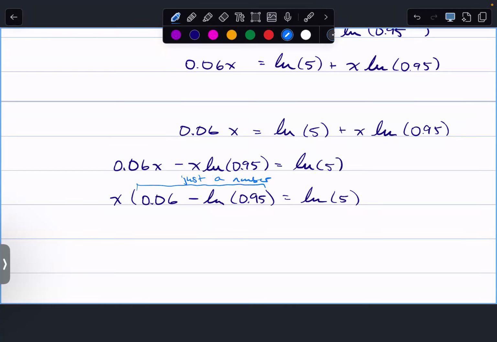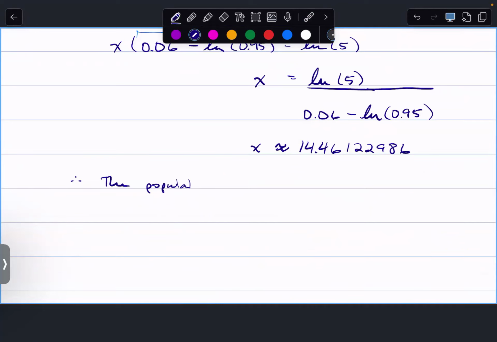Therefore, the populations will be equal in approximately 14.46 years.